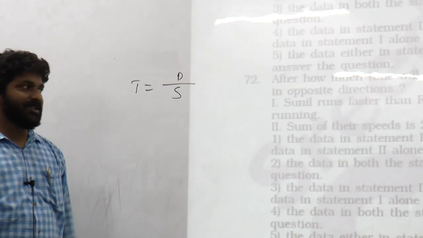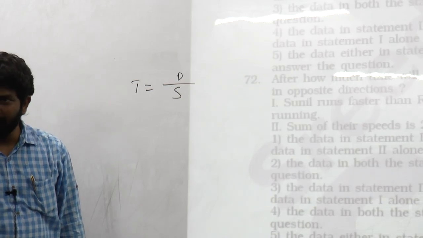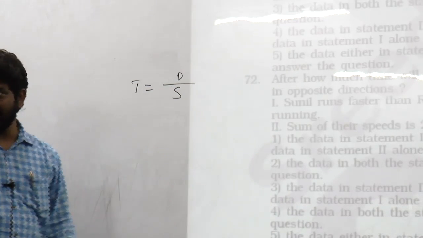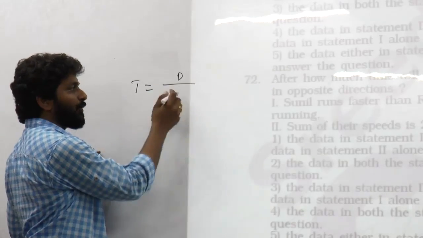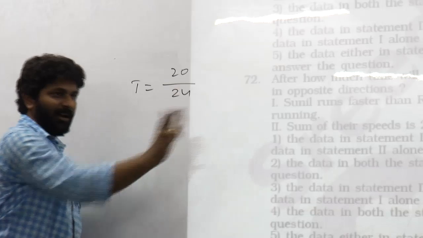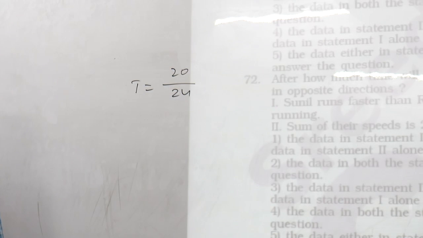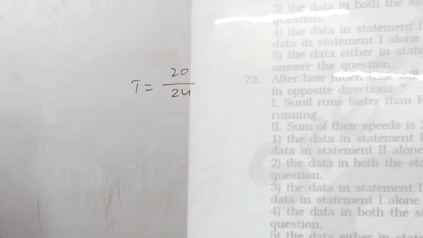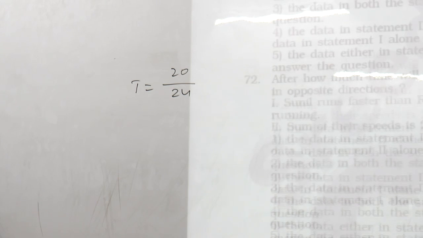2. Sum of their speeds is 24. Will you get the answer from only 2? 1 and 2? Sum of their speeds, S1 plus S2. Relative speed 24, distance is given 20, you will get your answer. For the same question, if they are moving in same direction, 1 alone will give you the answer. As they are moving in opposite, you need the sum of their speeds.